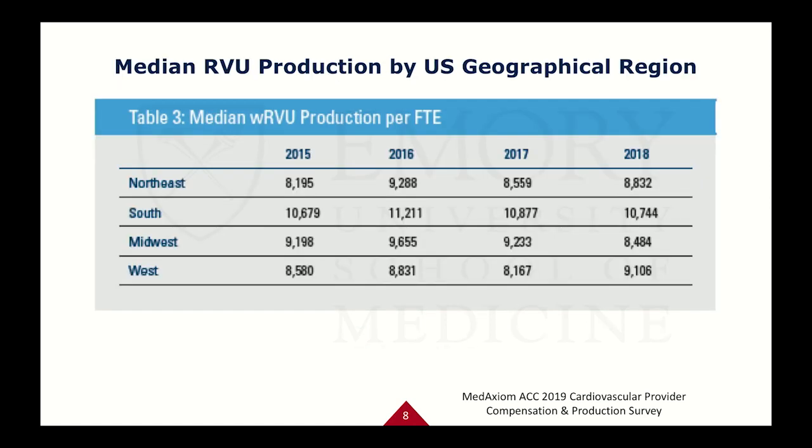The median RVU production, and this big word of RVUs, right? This is a love-hate concept for many of us. By US geographical region, the South actually leads the entire pack, right? The median RVU production for cardiologists in the South is 10,744, which is a good 20% higher than the next leader from the West Coast, for us in Arizona and California. You are the most productive cardiologist in the country by RVU standards. And whether that's a meaningful metric, it's hard to say.